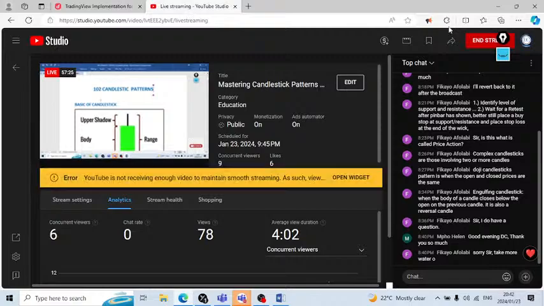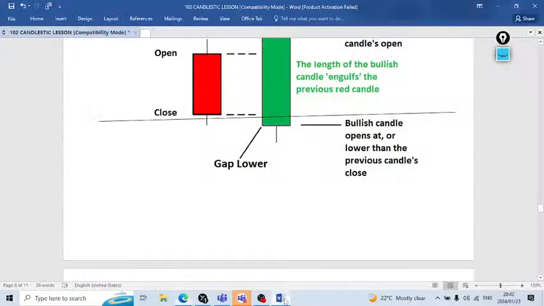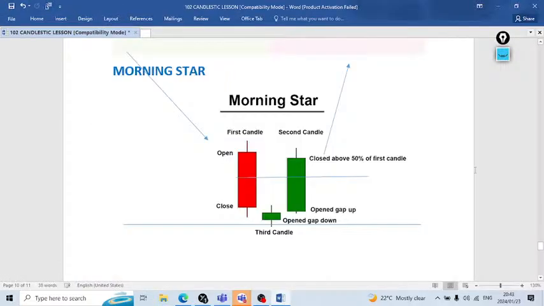Now, how you can make use of bullish and bearish engulfing candles, we're going to be looking at the morning and the evening stars. When comparing simple candlesticks and complex candlesticks, the more candlesticks there are in a particular pattern, the more significant that pattern is. So in this example, we'll be looking at a 3 candlestick pattern, which is called the morning star.